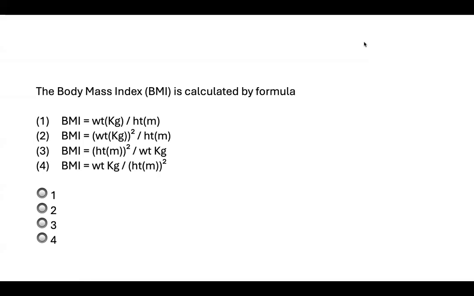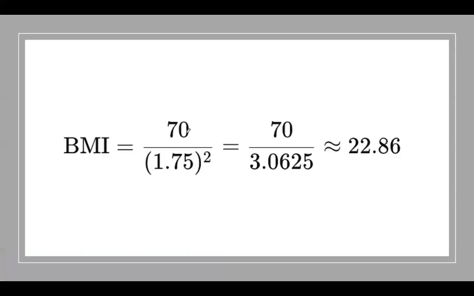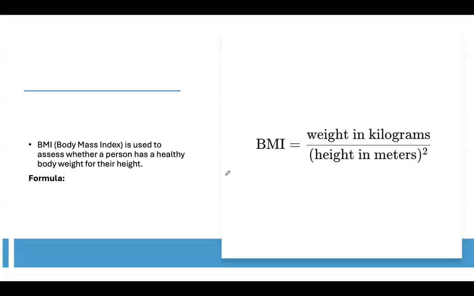Here they are asking you what is the formula. It is very easy. The body mass index is a widely used screening tool to assess a person's body fat based on the weight and the height. The formula is weight in kg divided by height in meters squared. Now suppose the weight of the person is 70 and the height is 1.75 meter, then the BMI is 22.86. Okay, so you should know height in meters.